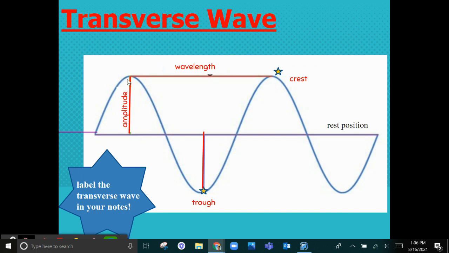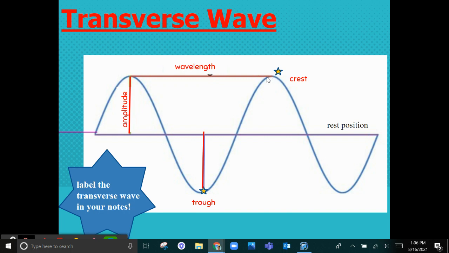So you've got your amplitude. So from that middle line up, you're going to draw this red line and write amplitude here. And then you have to draw this line connecting these two together, these two crests, and that's a wavelength.